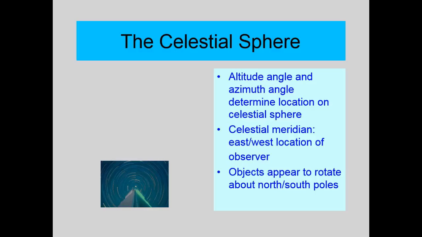Now, as we say, objects appear to rotate about the north axis. If you're in the northern hemisphere or the south, there's no south pole star, but they seem to turn around the south celestial pole there. That's because of our spinning, not because of their actually moving. Okay.